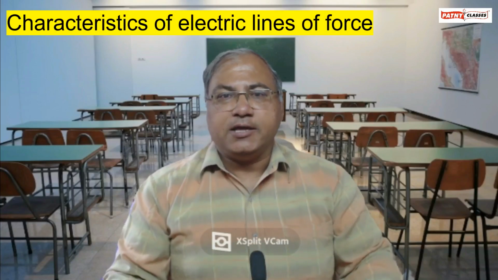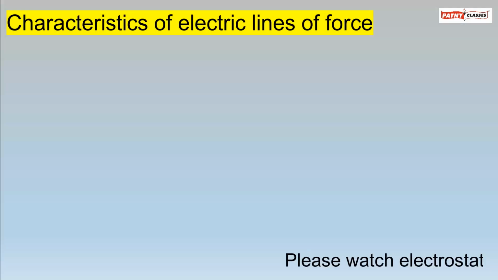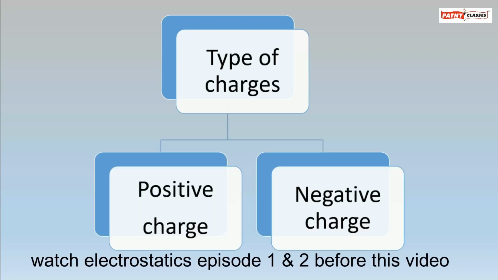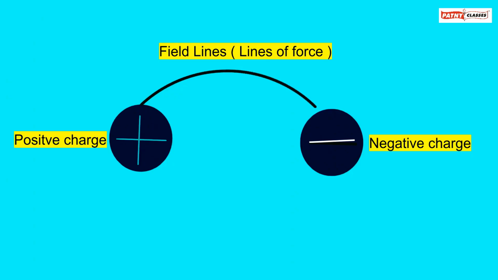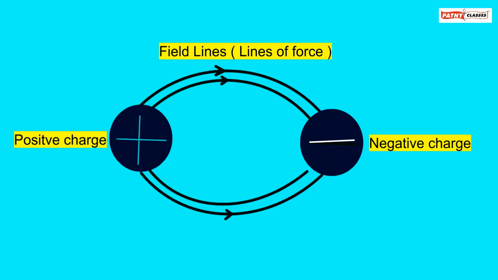In electrostatics, there are two charges. One is positive, another is negative. Electric lines of force are also called field lines. The electric lines of force originate from the positive charge and terminate at the negative charge. That means they start at the positive charge and end at the negative charge.